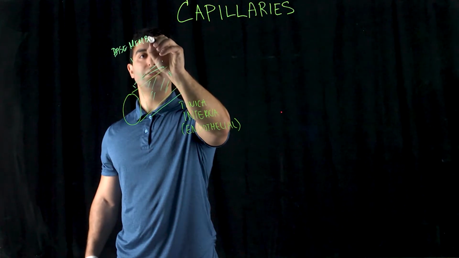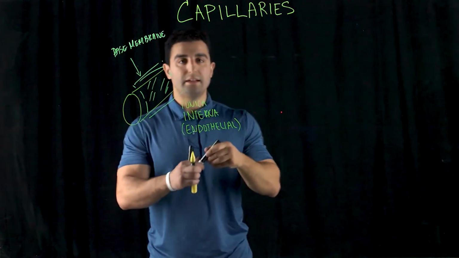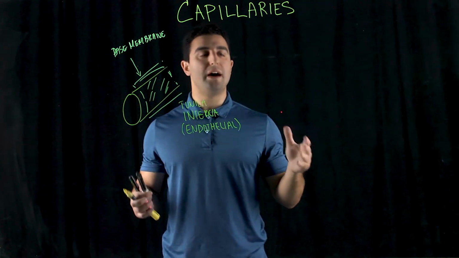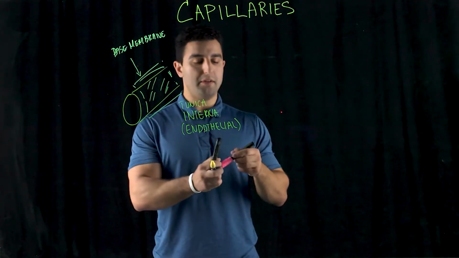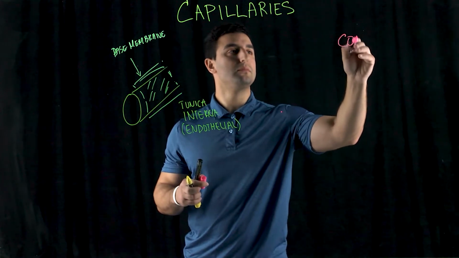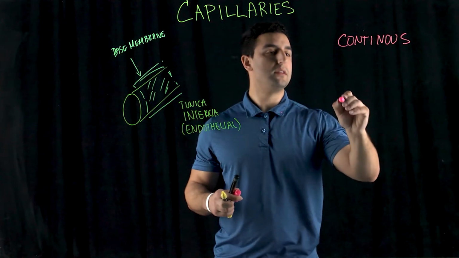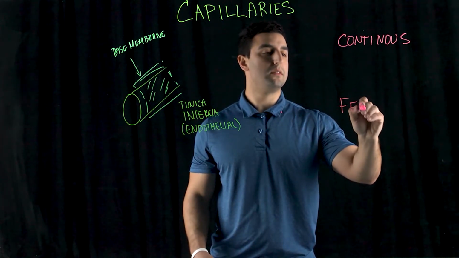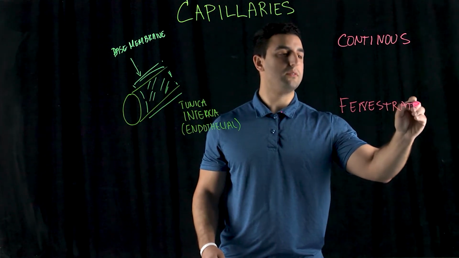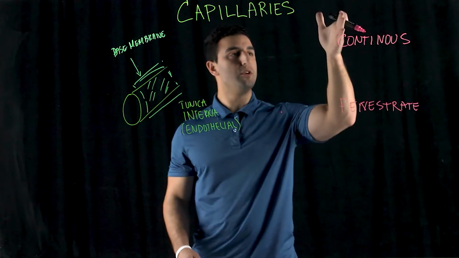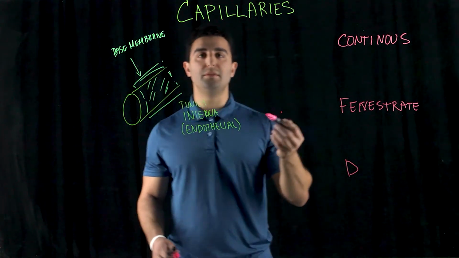And when we look at the different types of capillaries, there are three specific types that I want you to worry about, distinguished based off of how porous each of them is. So we have three different types: continuous, fenestrated, and discontinuous. As we go from continuous to discontinuous, the permeability of these capillaries increases.